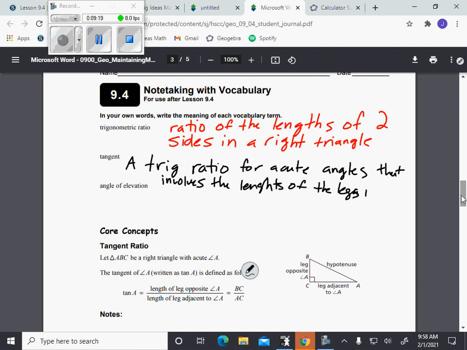That's legs. Right triangle. Okay, so what is that? It is opposite over adjacent. Opposite over adjacent. That's tangent.